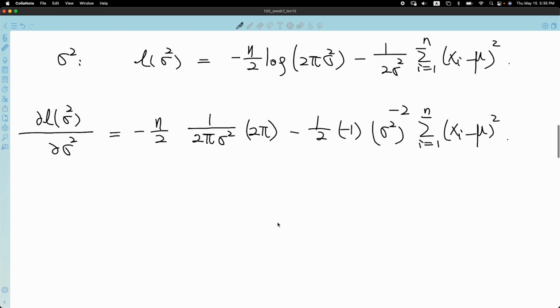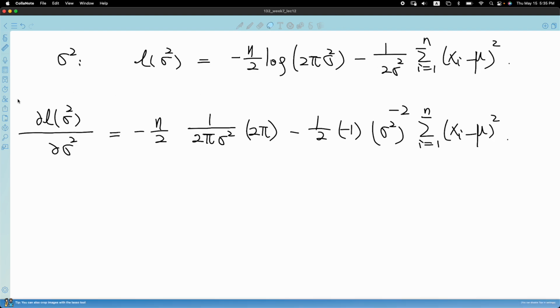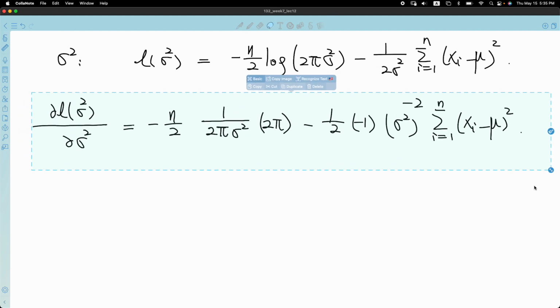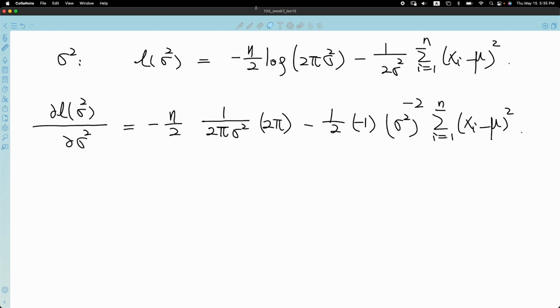Okay, so now we have the gradient, or the first order derivative. Again, applying the same procedure, set this equal to 0, and solve for sigma square. We can also simplify a little bit. For example, here the 2 pi will cancel out with this 2 pi, and then we will have negative n over 2 times sigma square. So we'll have the n, and then 2, and then the sigma square. That is the first part.